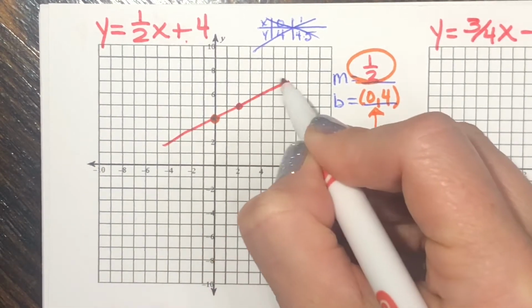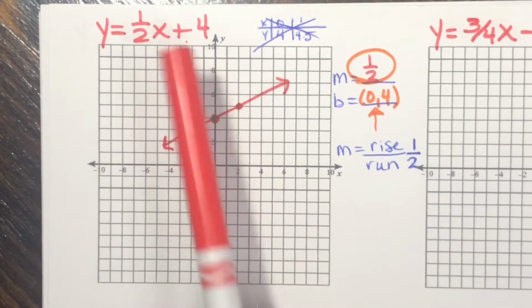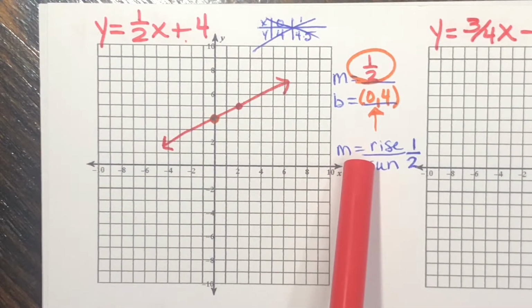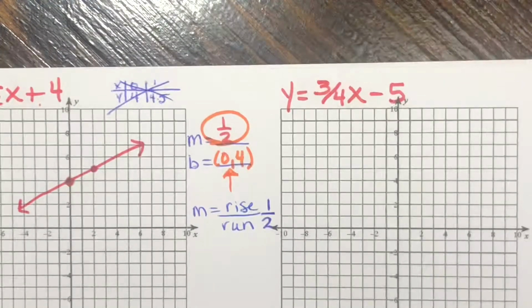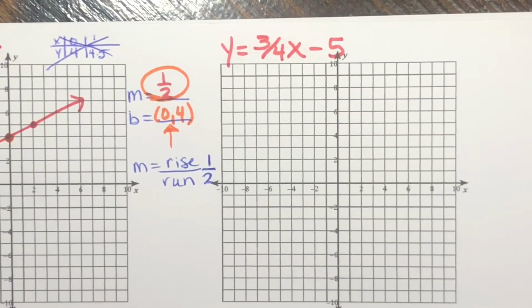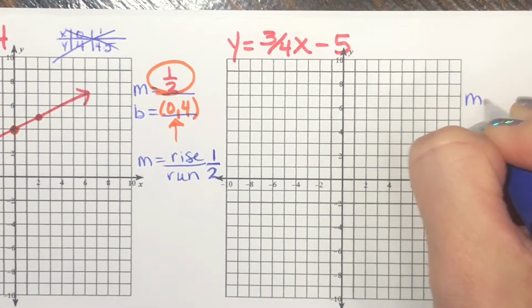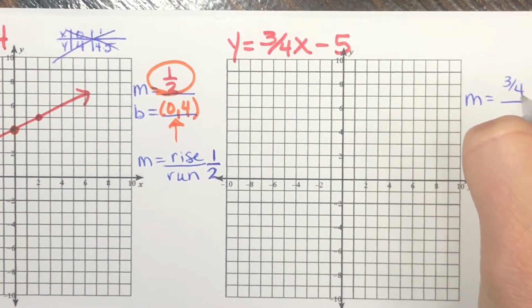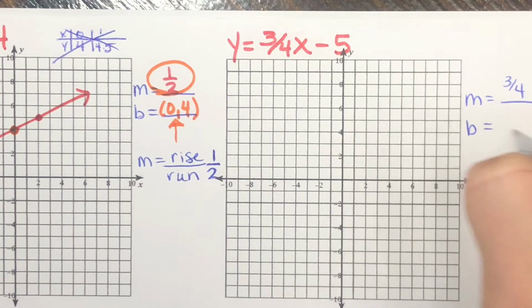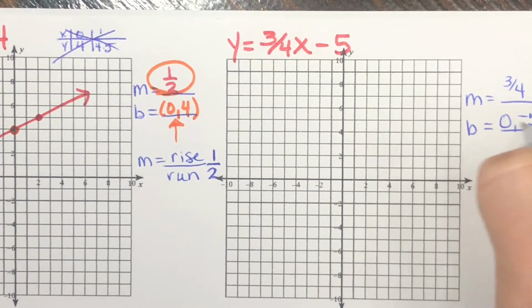I'm going to try to draw a straight line. And that is how you are going to graph a line without making a table of values using m and b. Let's do it again. Let's take a look at this one. I'm not making a table of values, but I am going to say, okay, my movement, my slope, is 3/4, and my beginning value is (0, -5).